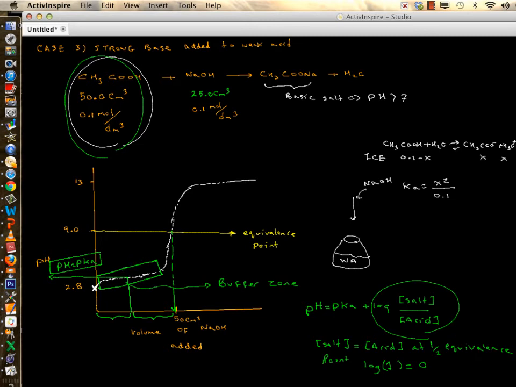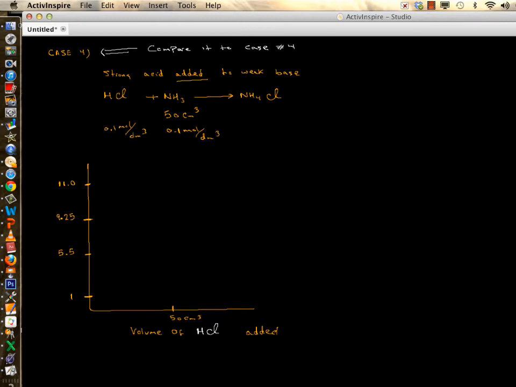And now let's look at the last case I want to talk about. It is almost case number 2, except I'm reversing it. This time I'm adding a strong acid to a weak base. So what I'm doing is, in my flask, I'm going to have my weak base, which is ammonia. And in my burette, I'm going to have my strong acid, HCl, and I'm going to add it dropwise. Let's see what happens.